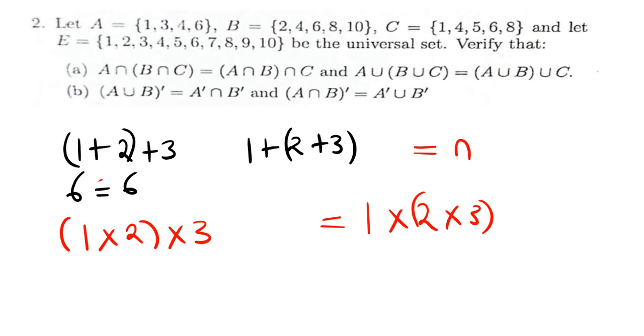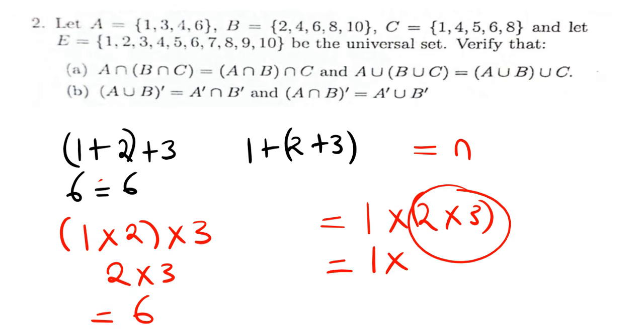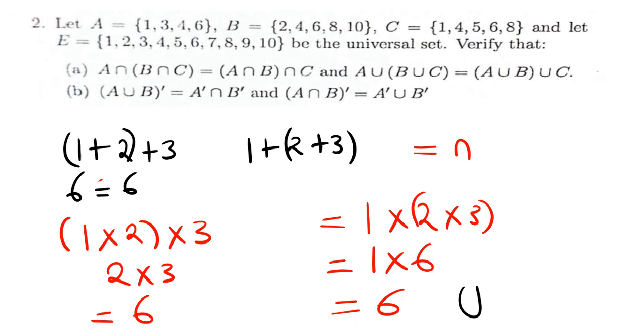Of course. 1 times 2, there is a 2 multiplied by 3, that is a 6. When I come to the other side, 1 times, in the brackets we've got 2 multiplied by 3, that will give us a 6. Then 1 multiplied by 6 is 6. So I'm able to see that whether I use multiplication or addition, I'm getting the same answer. So in this case, the multiplication is like the union. So you can also get it like that.